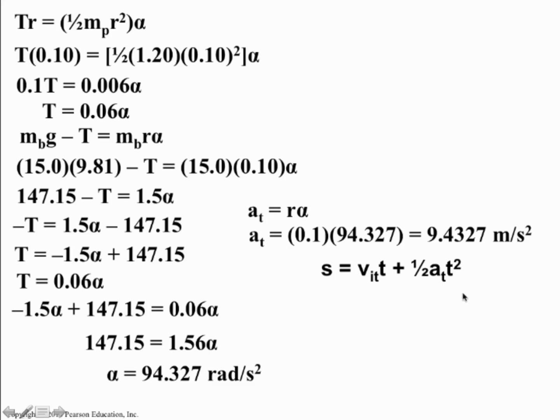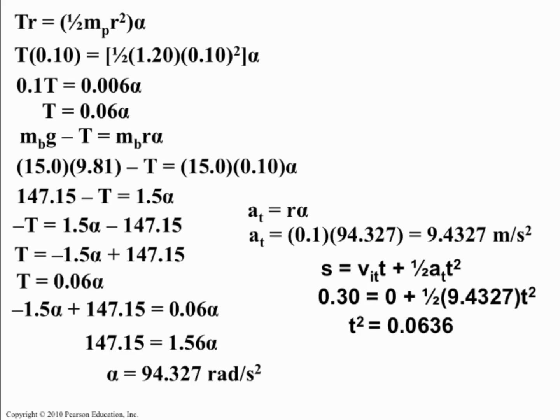All right, so now we can do some plugging and chugging. We know we have 0.30, that's a given. 0, because it starts at rest, v_it is 0. And then we fill in the a_t that we just found, and we're going to solve for t. T squared equals 0.0636, and t equals 0.25 seconds. So in a quarter of a second, this block will fall.